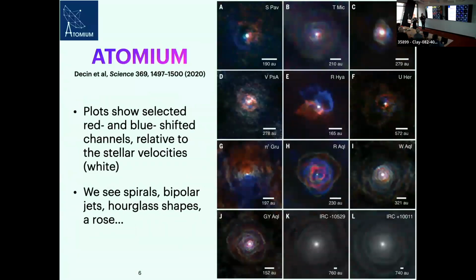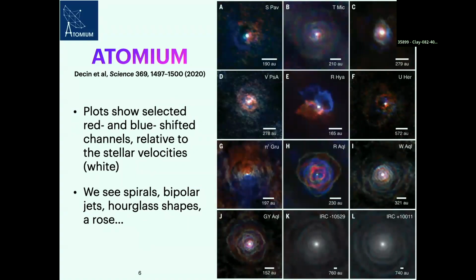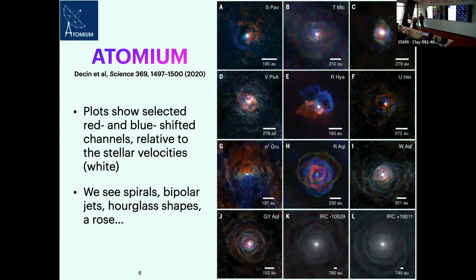Here is some further examples. This is from the ATOMIUM Large program, which I'm a part of, and in this little fun plot, this is selected channels for each star where blue is coming towards us, red is going away, and white is in the plane of the star. So we can see some interesting shapes here.